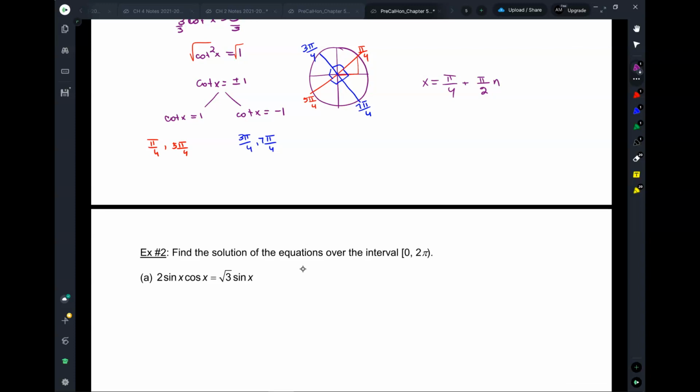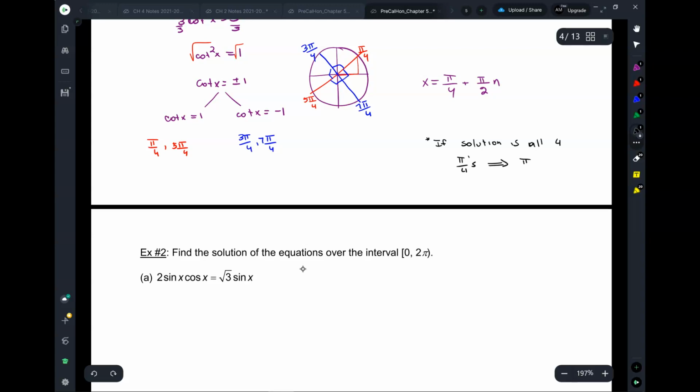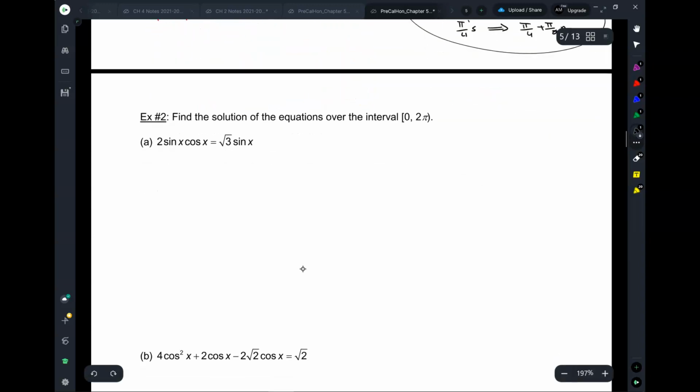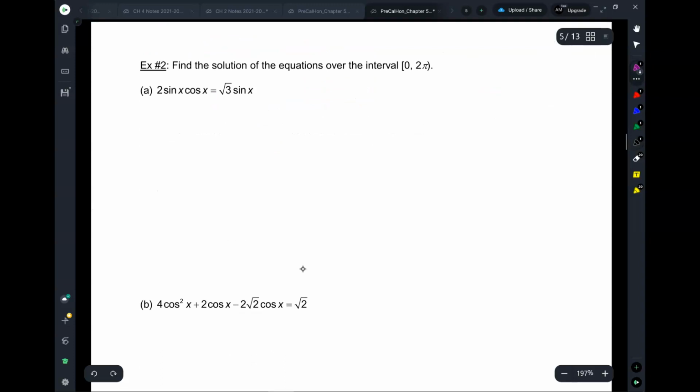So if the solution is all the pi over 4s, then it's pi over 4 plus pi over 2n. Okay? You just add pi over 2n, because there's 90 degrees in between each one. All right. Let's do another one.